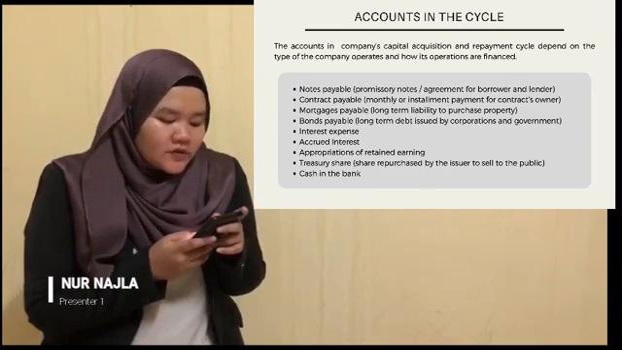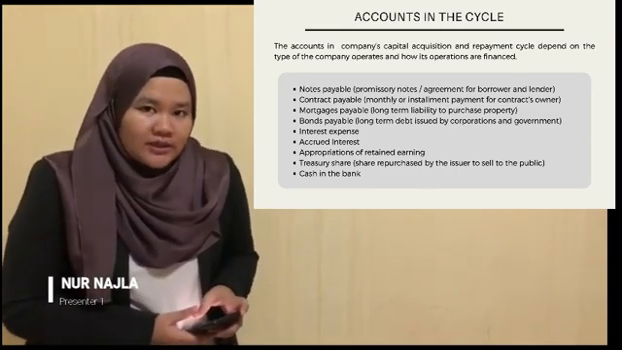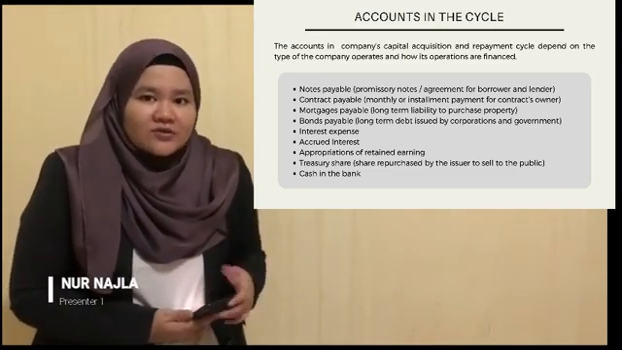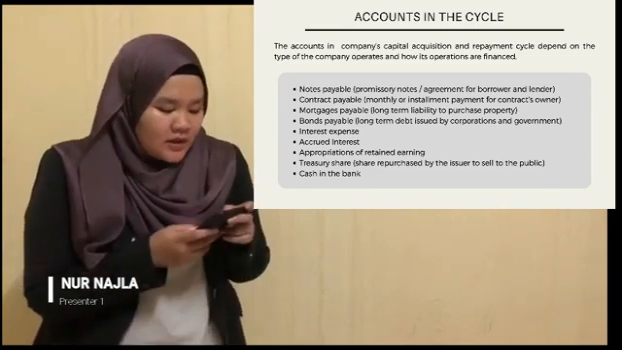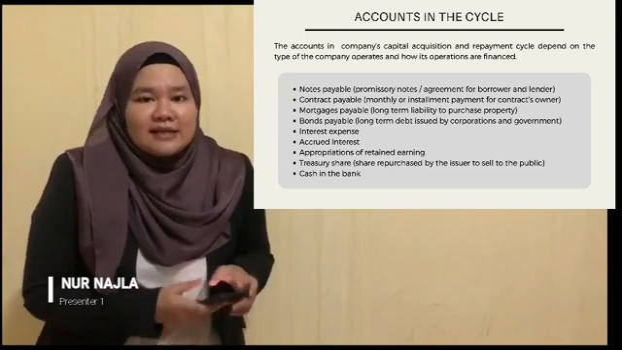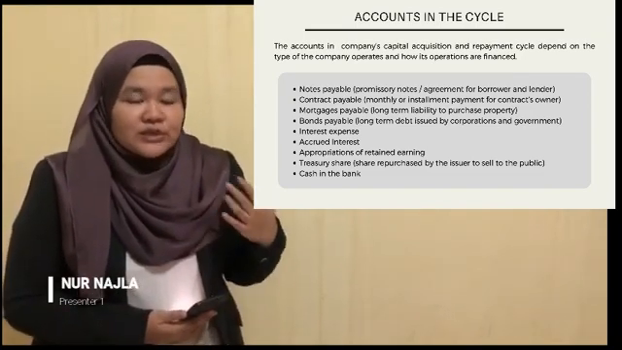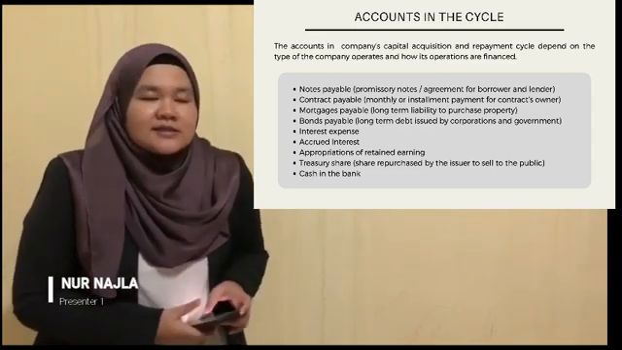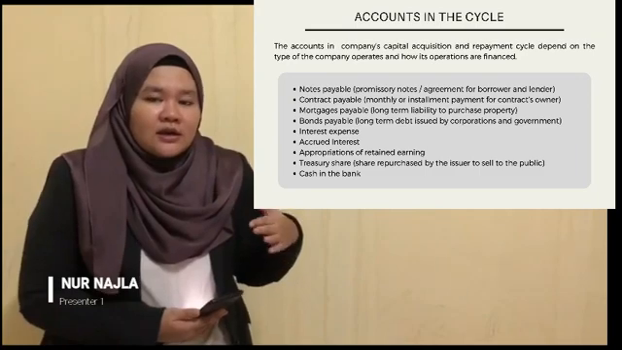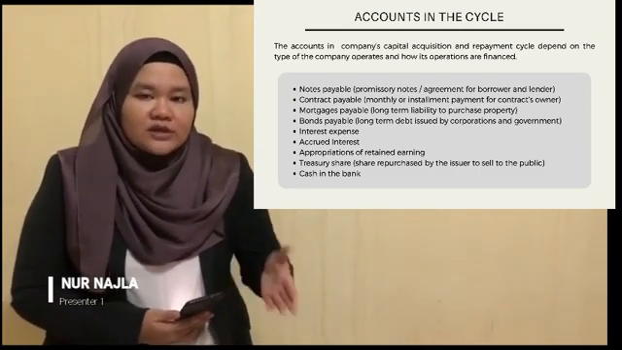Next, we have a contract payable. Contract payable is monthly or installment payment to the contract owner. Contracts such as rent contract or loan contract. We have mortgage payable. Mortgage payable is actually a long-term liability for us to purchase property. So if he or she has paid in full to own the property, then the ownership of the property will transfer to him.